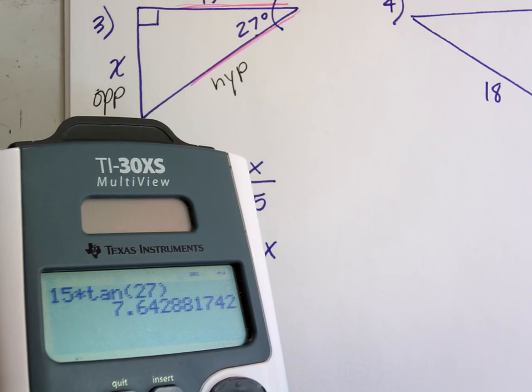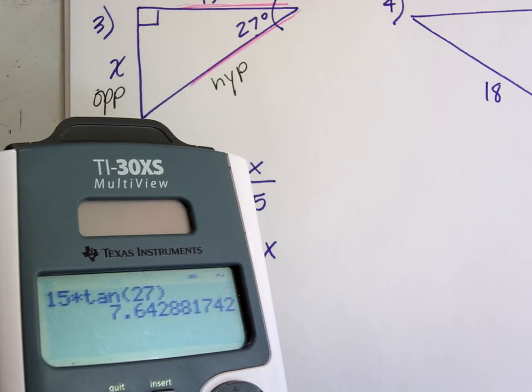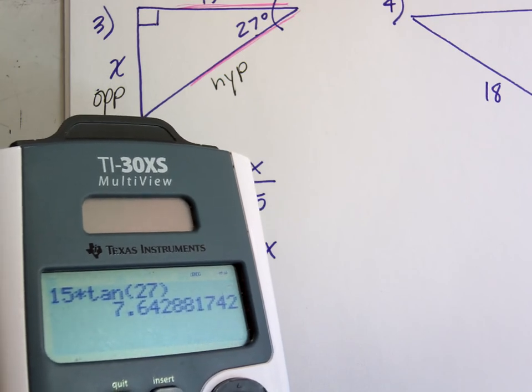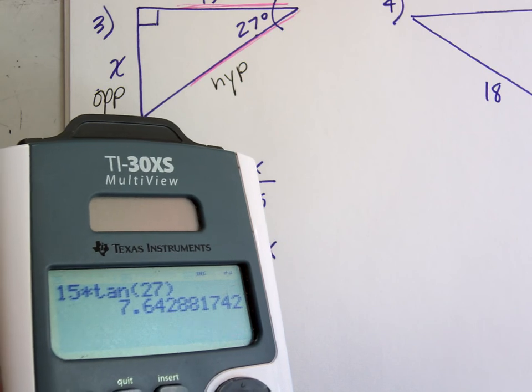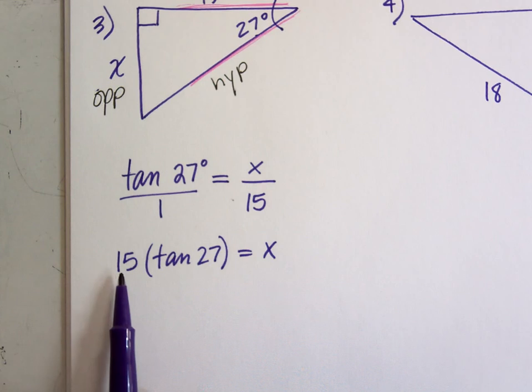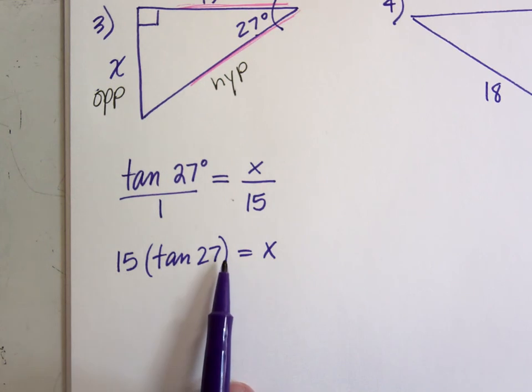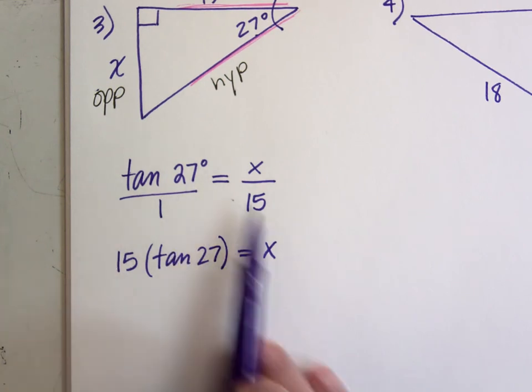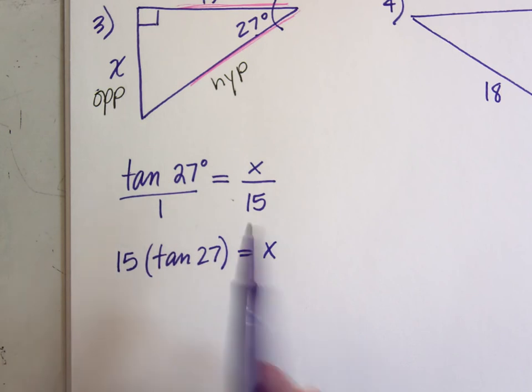Okay, so I get 7.64. Let's round to the nearest hundredth and call it 7.64. Now let me point out to you, it was entirely my choice to write the 15 in front of the tan 27. When you cross multiply here, you could have written tan 27 times 15.